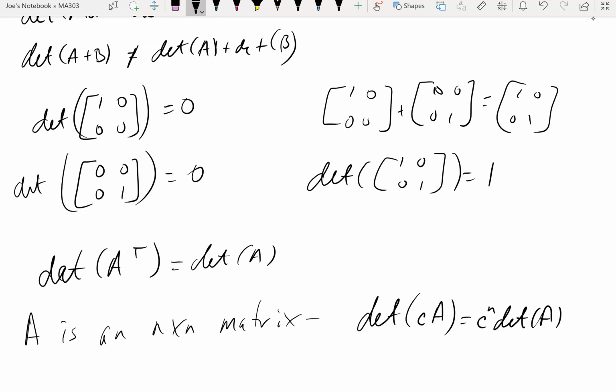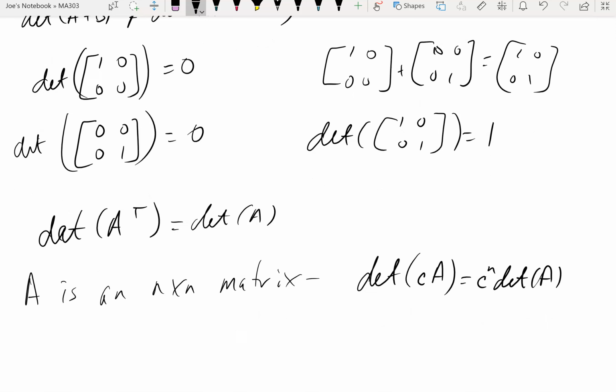Does that make sense? Right. So let's say we do a specific example here.